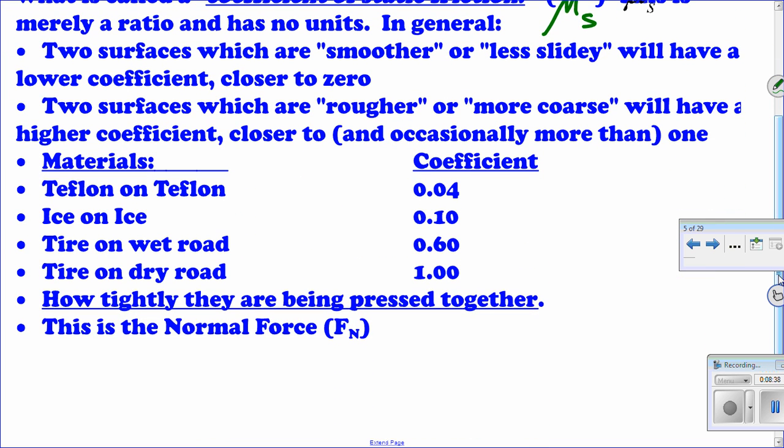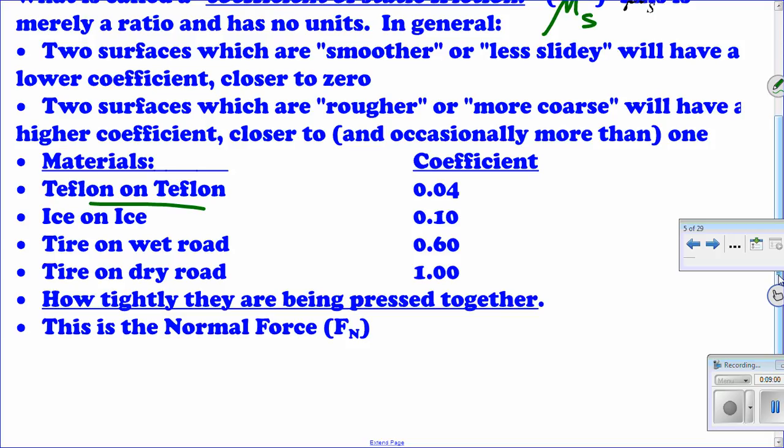Here's a few examples, though. Teflon, that they use to make your pancakes not stick to the griddle. If you have two surfaces that are Teflon coated, the coefficient of static friction is 0.04. The ice cube skating across an ice skating rink, let me finish, and then I'll get you. The coefficient there is 0.1. Those are both very smooth, relatively low coefficients of friction.